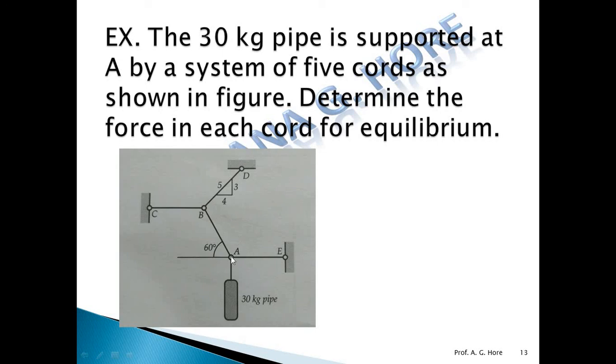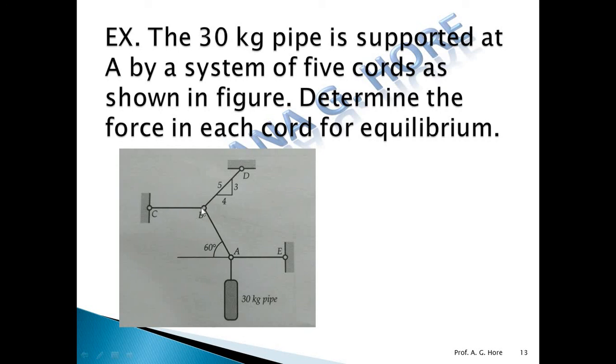Tension is always away from the joint, away from that point. So if we consider joint A, tension in AE is away from joint A, and tension in AB is away from this point. Again, if we consider the FBD of point B, the tension in AB is away from the point, BD is away from the point, and BC is away from the point. So according to that, draw the FBD.